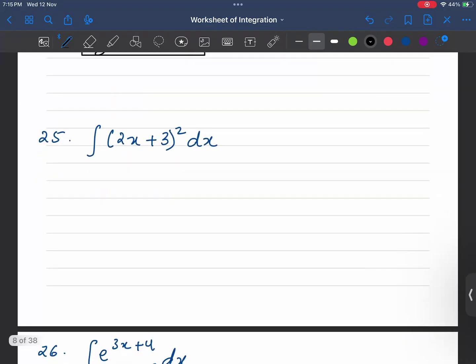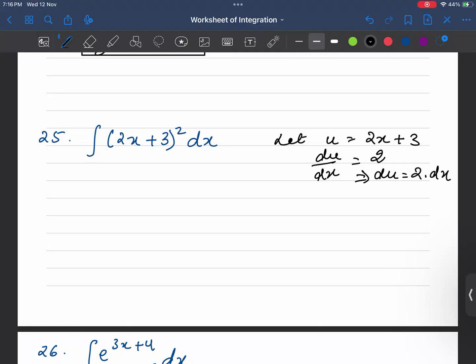In one of the questions, we are integrating 2x plus 3 whole power 2 dx. Now again, let u equal 2x plus 3. In that case, if we differentiate, du by dx equals 2, or we can say du equals 2 dx. I think there should not be any confusion. If we are differentiating with respect to x, it becomes 2. So du equals 2 dx. No other change. Now we are substituting in the question.